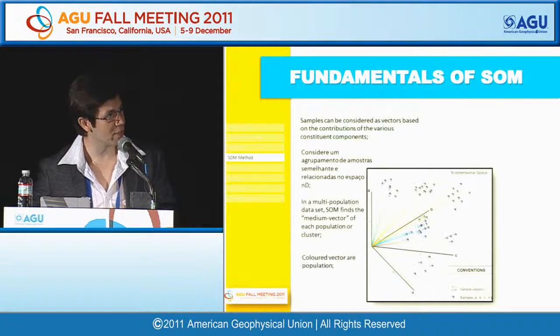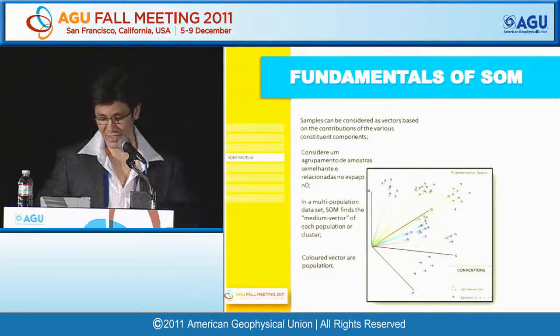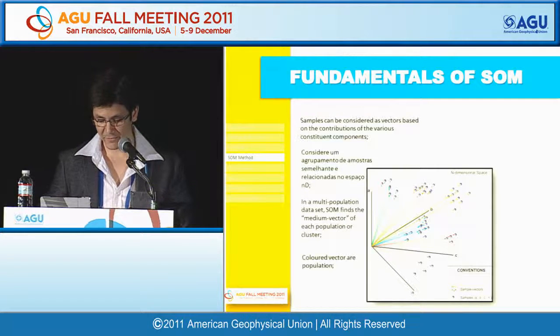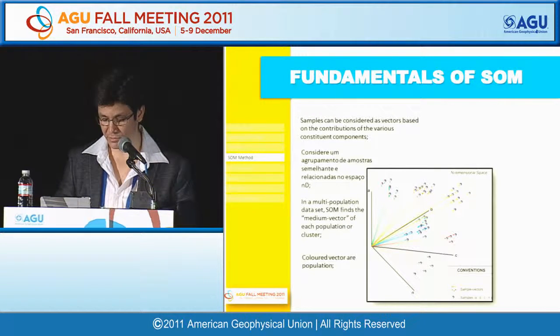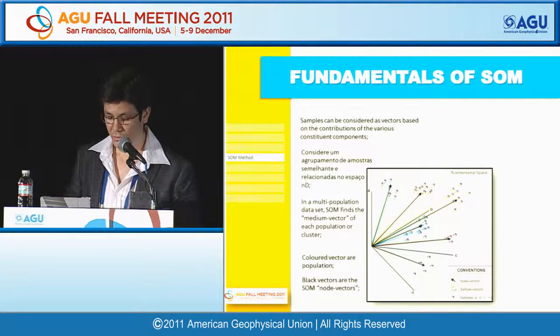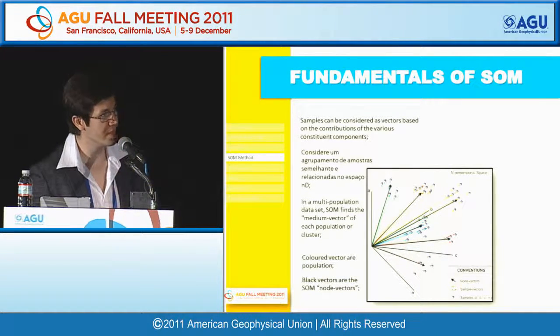In a multi-population SOM dataset, we find the median vector of each population. The vectors in color are samples, and the black vectors are the SOM node vectors, or BMU.